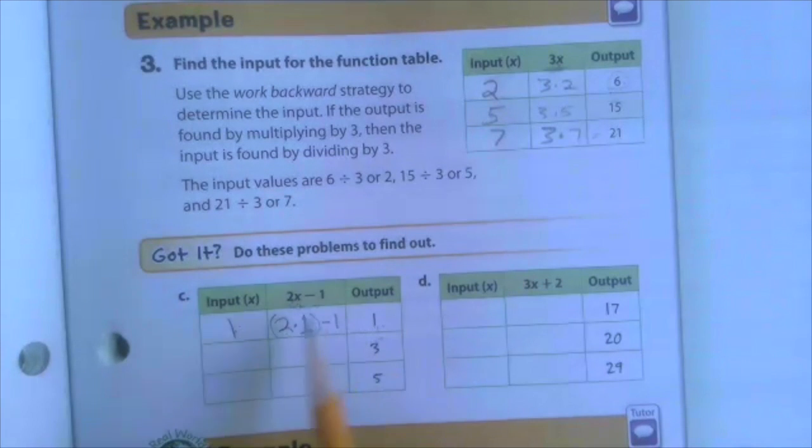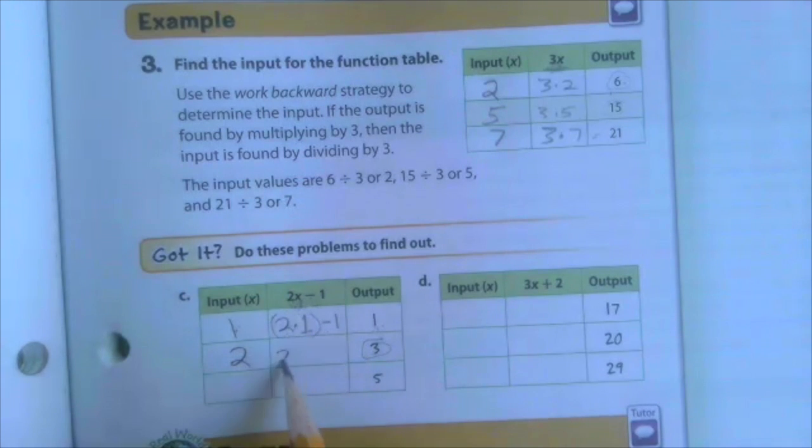Again, we're going backwards here. Here the output is 3. That means 2 times some number minus 1 equals 3. Since we're going backwards, instead of minus 1, that's plus 1. That would give us 4. And instead of times 2, it's divided by 2. So 4 divided by 2 is 2. That means our input would be 2. And just to double check, 2 times x, so it's 2 times 2 is 4, minus 1, and does that equal 3? Yes, it does.